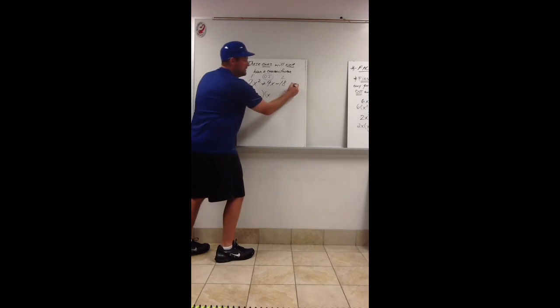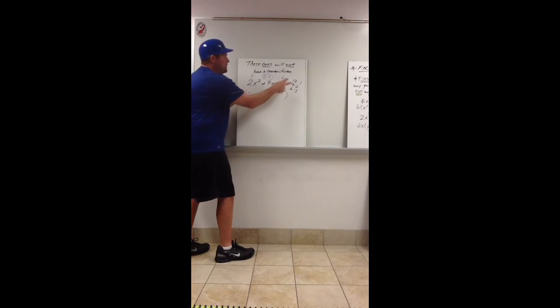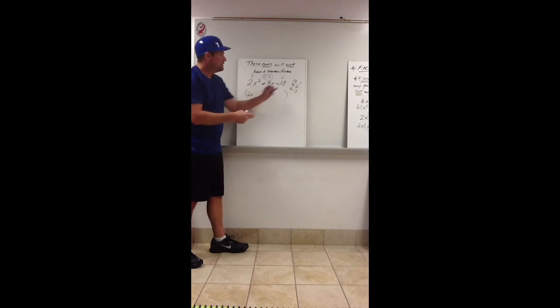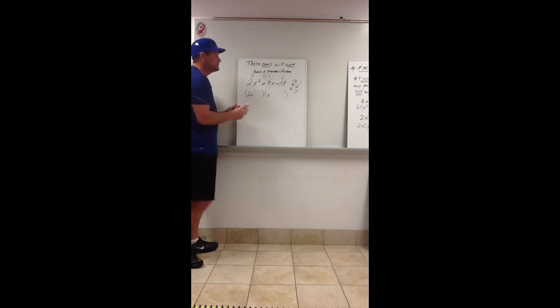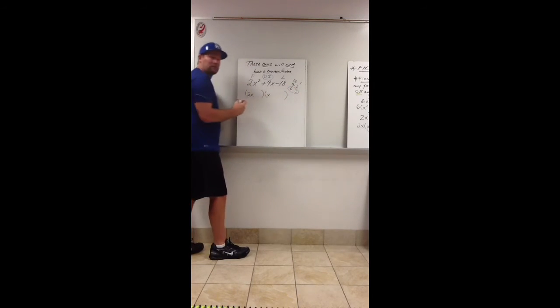Now 18 could be 9 and 2, could be 6 and 3, could even be 18 and 1. But what I'm going to show you is that the further the numbers are apart, the bigger the middle term is going to be. Well, the middle term is only 9x. So I'm going to pick numbers that are closer together. I may pick 6 and 3 first, then sometimes from there I'll pick 9 and 2.